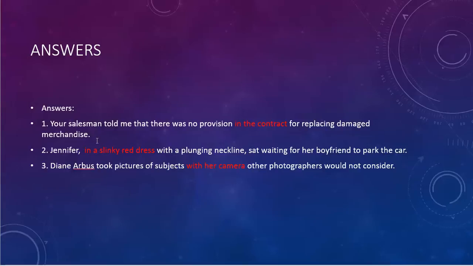The second one, Jennifer was the one wearing the slinky red dress, not really her car. So we had it in the wrong spot in the earlier one. So in a slinky red dress goes next to the person that it modifies. Number 3, Diane Arbus took pictures of subjects with her camera. With her camera goes next to it.